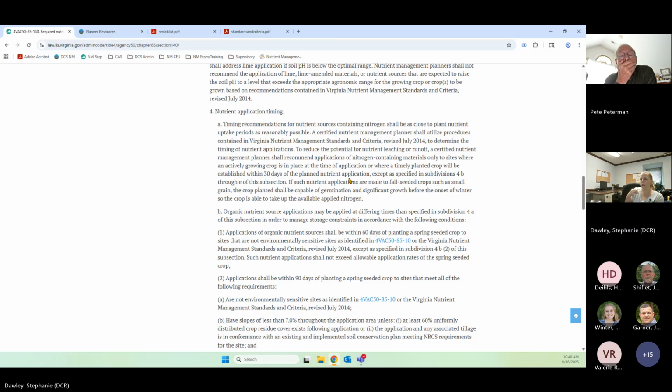So if you're putting down a commercial version of nitrogen 30 days before planting, that's going to be when it is the most available, before it can potentially leach, before it can run off, what have you. Ideally, that is every crop and every nutrient source, but sometimes manure happens and you've got to work with it when you have it.